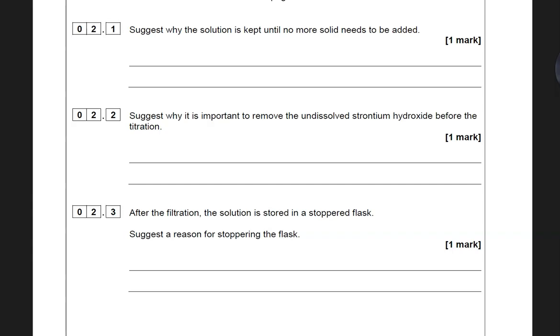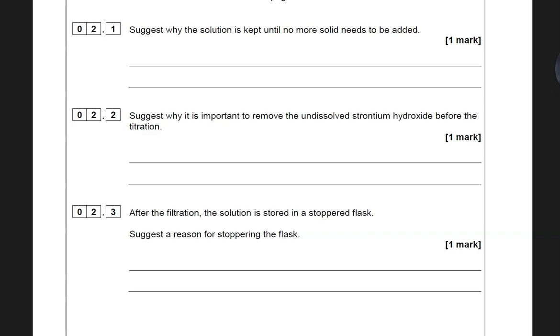The ways you might answer that are to say that we would get excess strontium hydroxide reacting with the hydrochloric acid, or you could say that the titration value will be high, or you could say that you need a larger volume of the hydrochloric acid to reach the end point than you should.